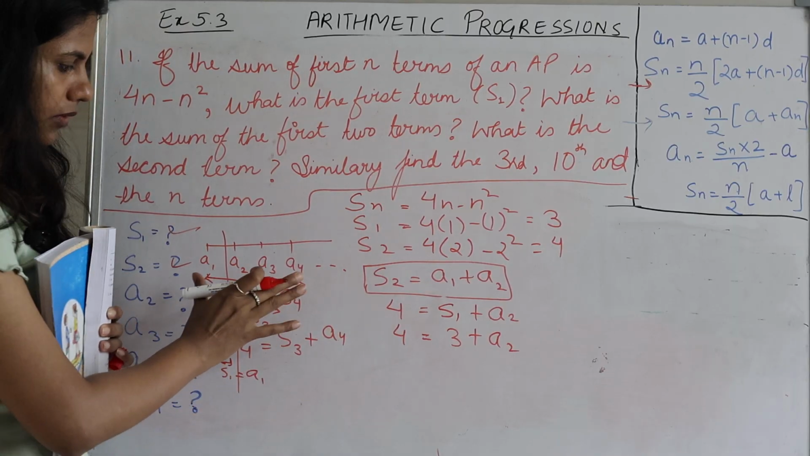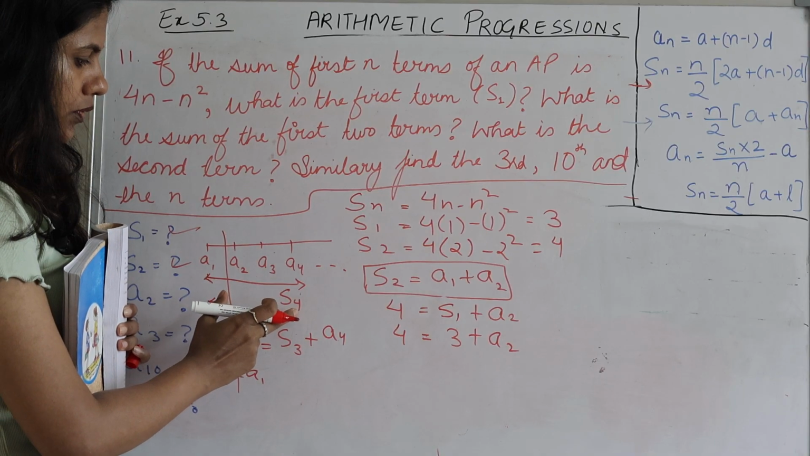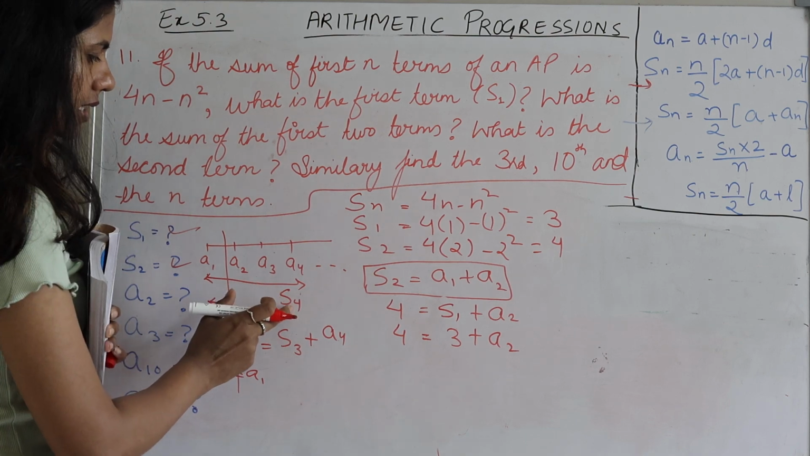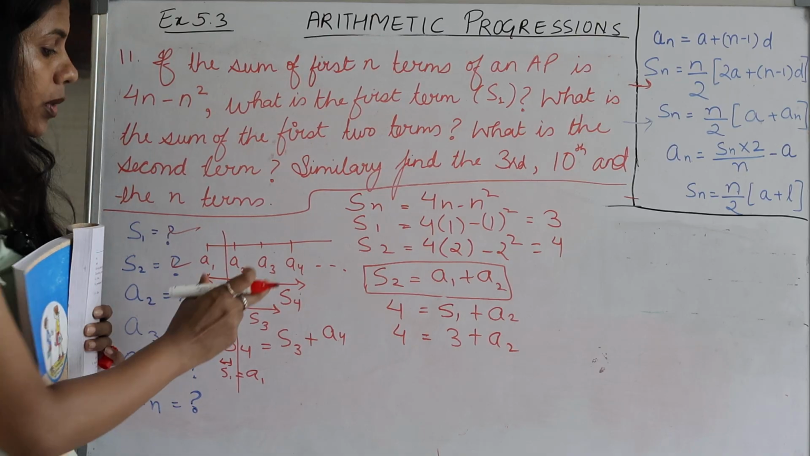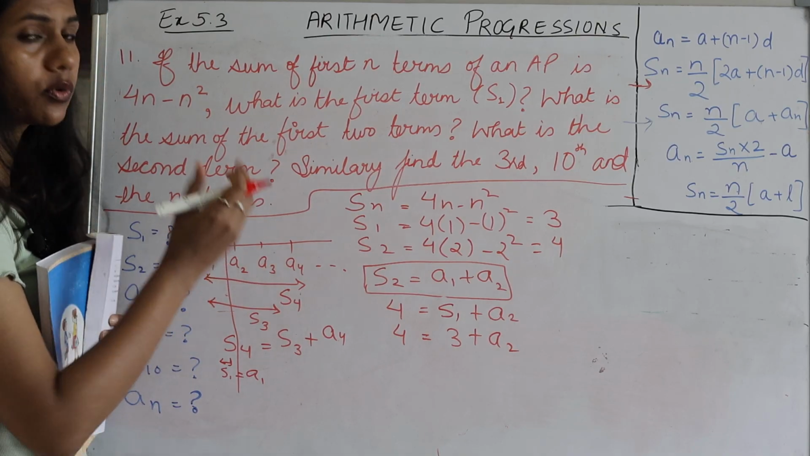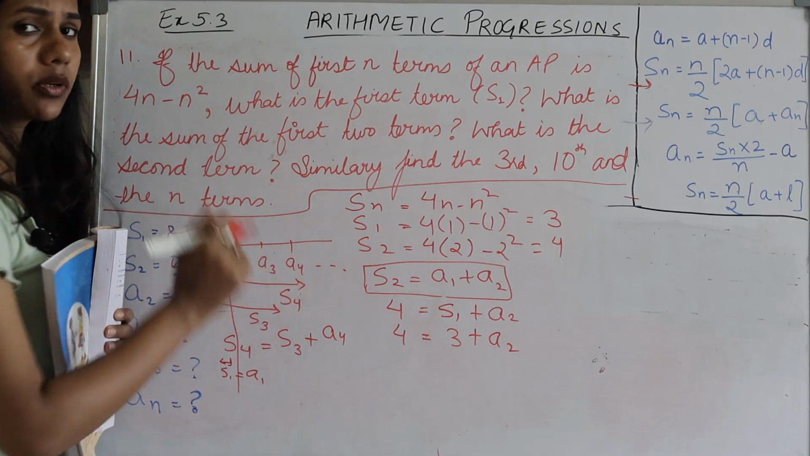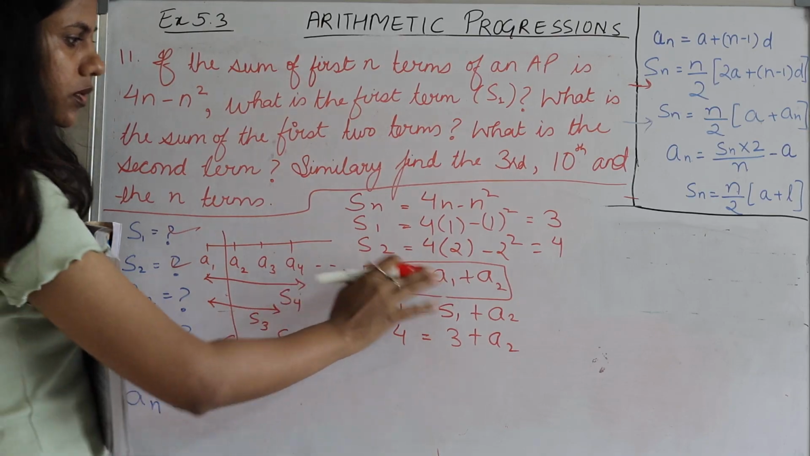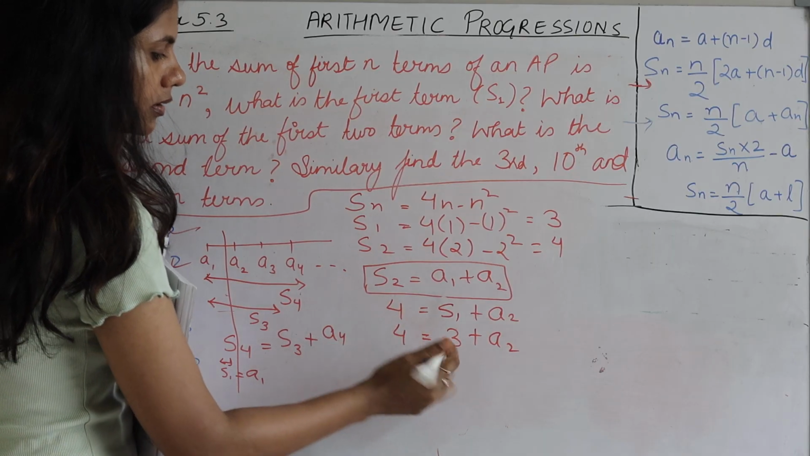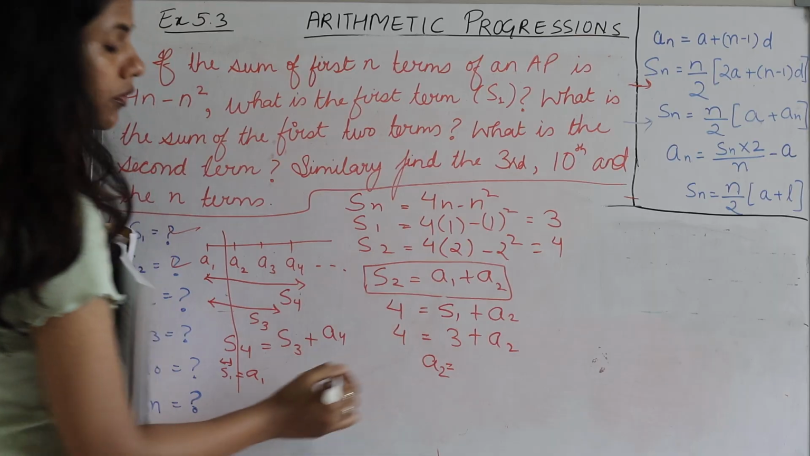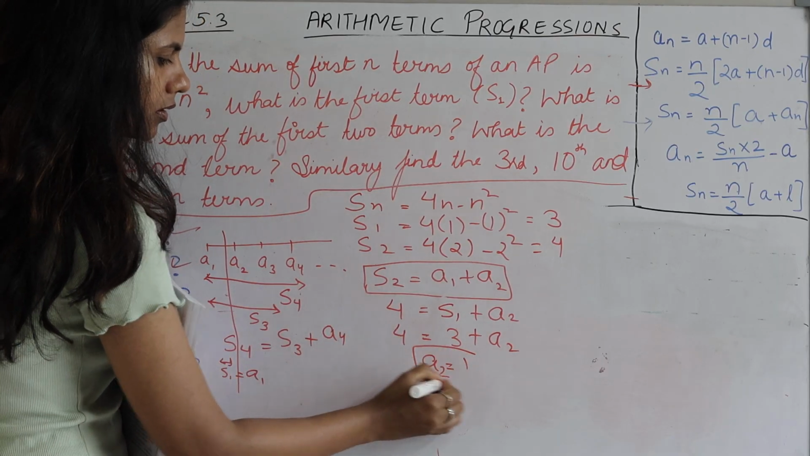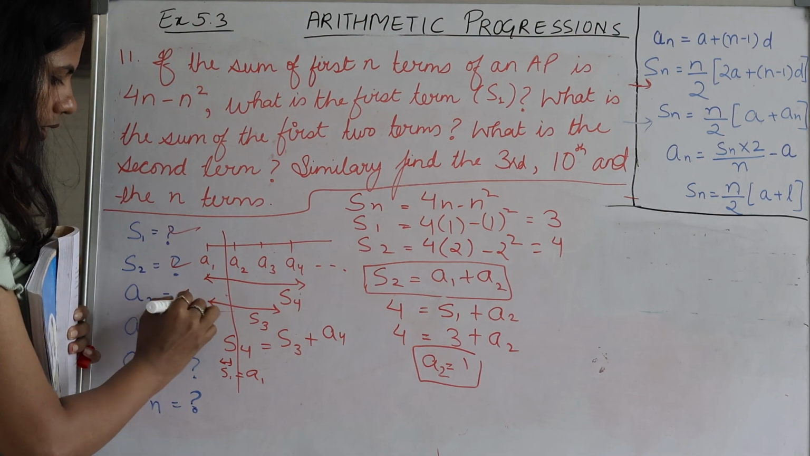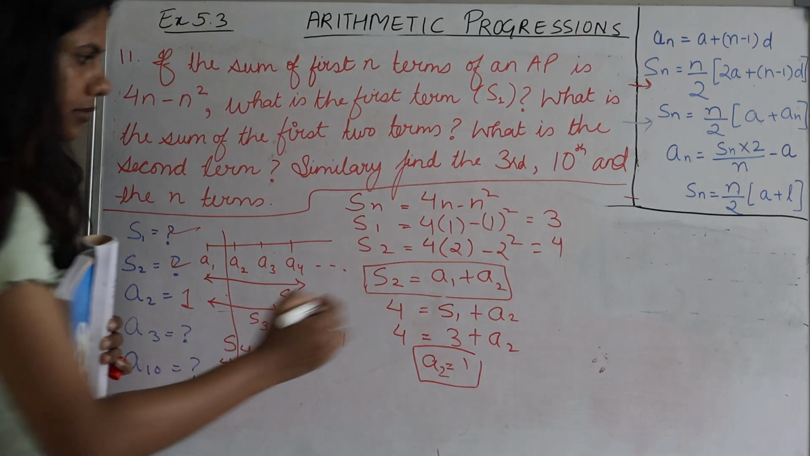See one more thing. If I'm finding S4, S4 is the sum of all these plus A4. But what if all these are not there and we just have two terms? Suppose there were only two terms. We have to find S2, then it will be A1 plus A2. So that is what we are using here. So A2 will be 4 minus 3, which is 1. So we found out A2 is 1. Now we have to find out A3.